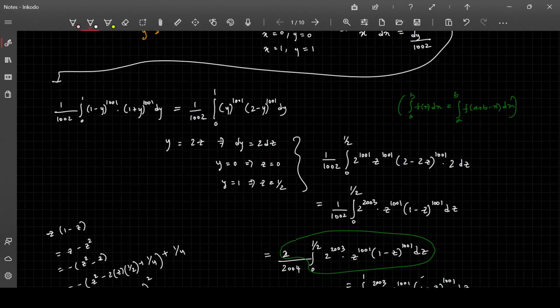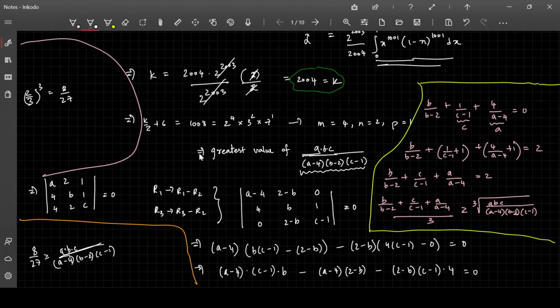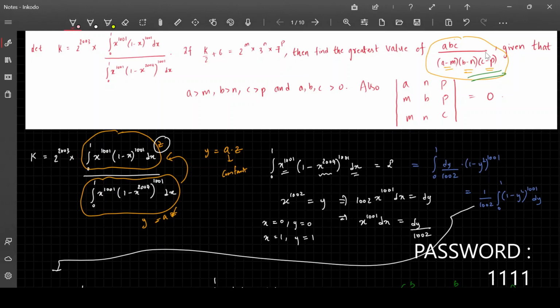There are many involvements of integral concepts and matrices concepts and the logics, and also if you try to identify, even if the values of m and n and p are not 4 and 2 and 1, we'll be getting the same answer itself, isn't it? There's no involvement of these numbers basically. So this value abc divided by a minus m into b minus n into c minus p, irrespective of the values of m, n and p, will always be less than or equal to 8 by 27. Fine. This should be noted.